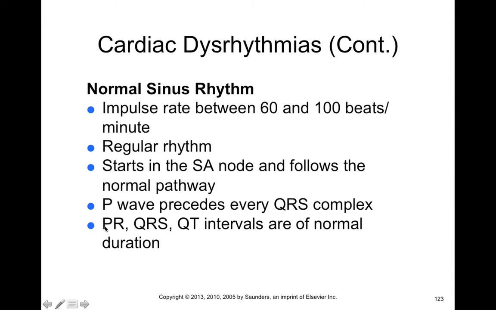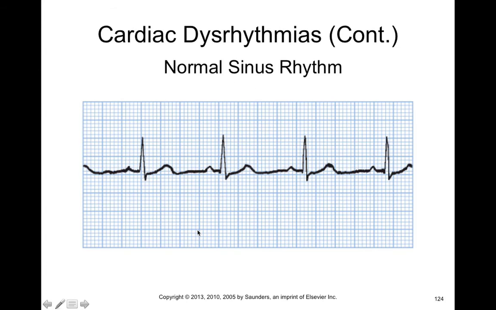And so we can actually measure the intervals between these different waves too. So we have a PR interval, which is the distance between the P wave and the beginning of your QRS wave. We have the QRS interval, the length of that QRS wave, as well as a QT interval, or basically the distance between when the ventricles start to depolarize and start to repolarize.